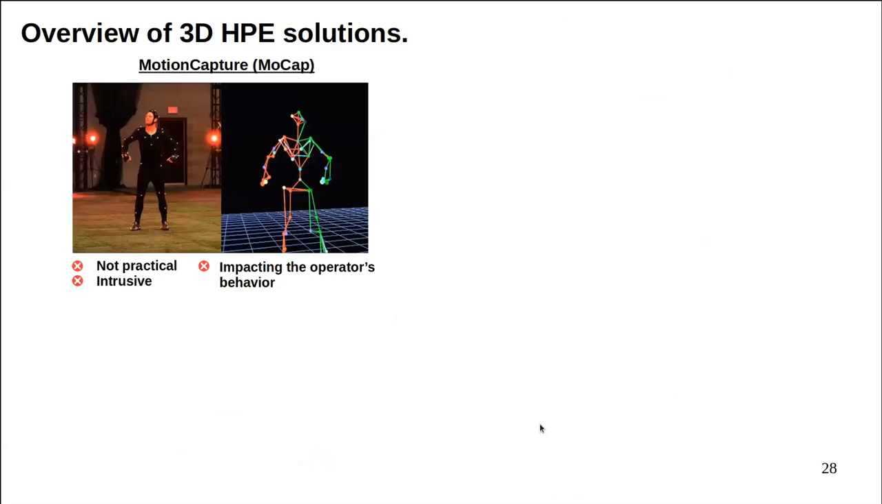So now we can start to provide an overview of existing 3D human pose estimation solutions. The first solution to track the human body joints in the 3D space would be to equip the operator with a mocap system. So it means that you would put markers and sensors on the operator to track the position of his joints, but it's very not practical and very intrusive, and it's impacting the operator's behavior.